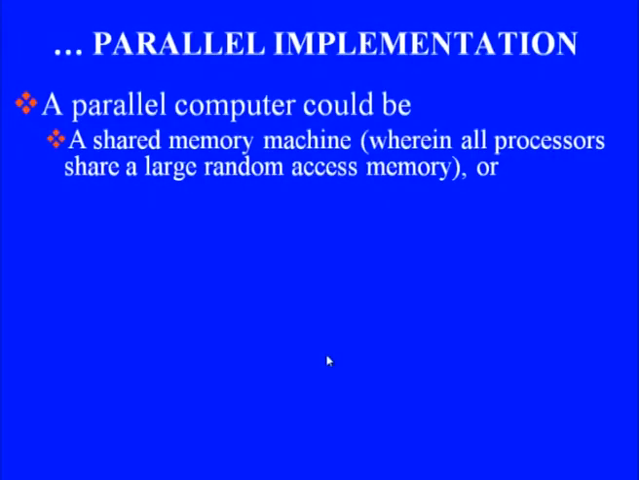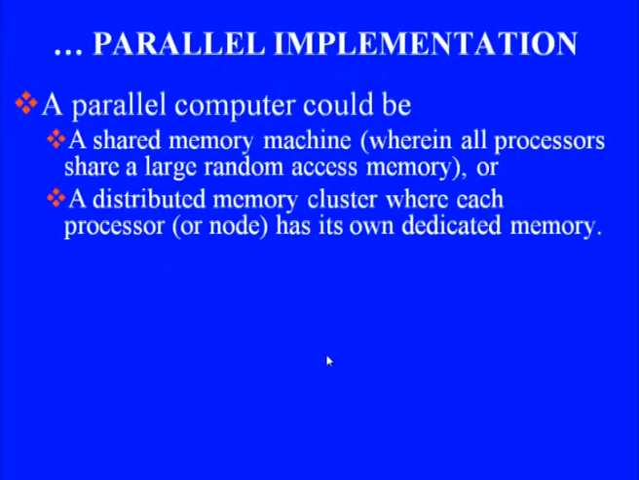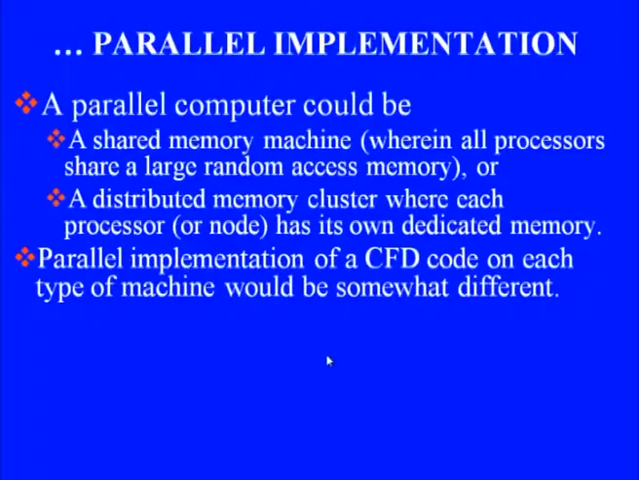Now a parallel computer could be a shared memory machine wherein all processors share a large random access memory, or rather an image of it which is accessible to each processor on that parallel machine. So they are called SMP clusters. Or we can have a distributed memory cluster where each processor or node has its own dedicated memory, and these nodes must communicate data between themselves. Now parallel implementation of a CFD code on each type of machine would be somewhat different.